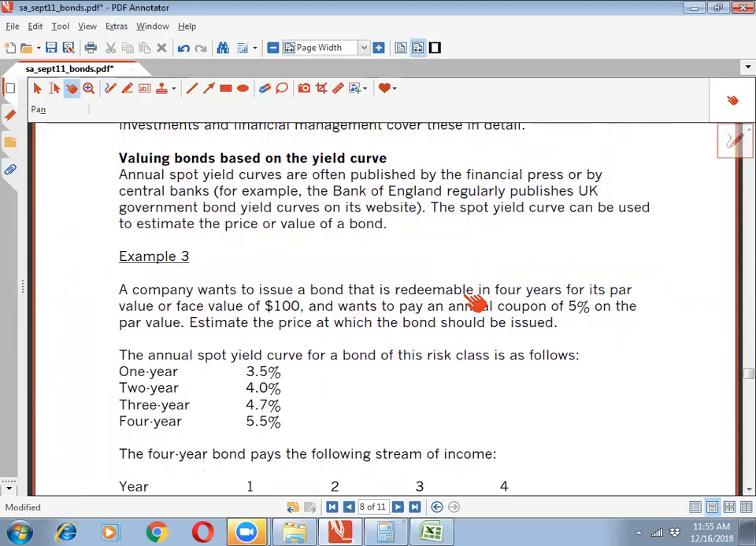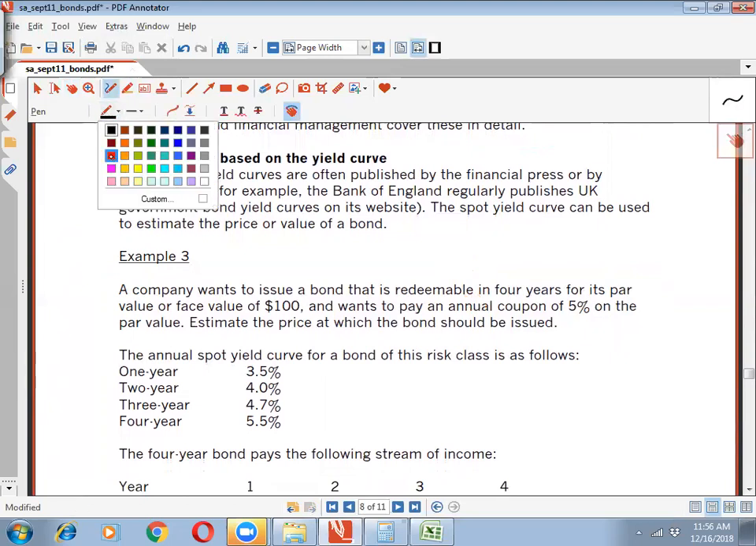If the examiner gives you a yield curve, what does that mean? A yield curve means that you are being given interest rates for the various periods. If the examiner gives you a yield curve, he is giving you interest rates for various different periods. Now let's see.